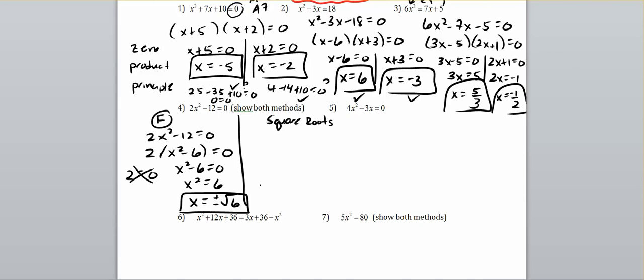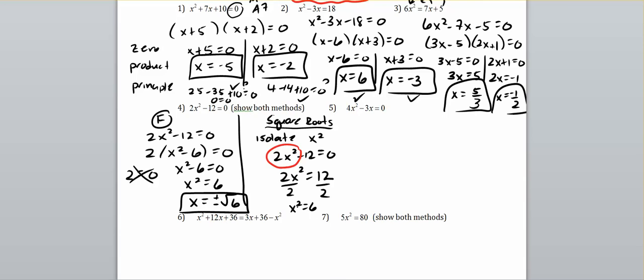If I want to solve that problem by taking square roots, the difference in setting up is I want to isolate my x squared term. If this is my original problem, the first step, I don't want to leave it equal to 0. I actually want to isolate my x squared term, meaning I want to get that by itself. So in order to get 2x squared by itself, I'm just going to add the 12 on the other side. To isolate the x squared further, I've got to divide by 2. So I have x squared equals 6.